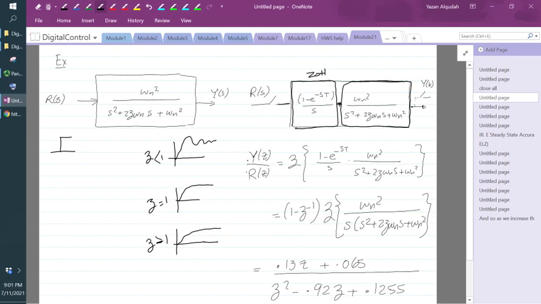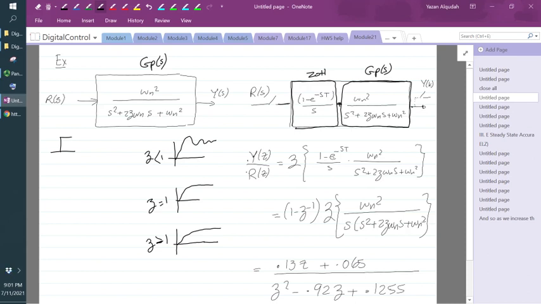Now to calculate Y(z) over R(z) of this system, it is the z transform of the zero order hold and Gp(s). Let's call this Gp(s). Therefore, it's going to be (1 minus e to the negative sT) over s, times omega n squared over s squared plus 2 zeta omega n s plus omega n squared. Now, what is the z transform of this?